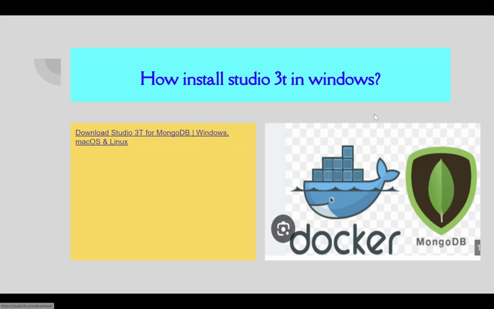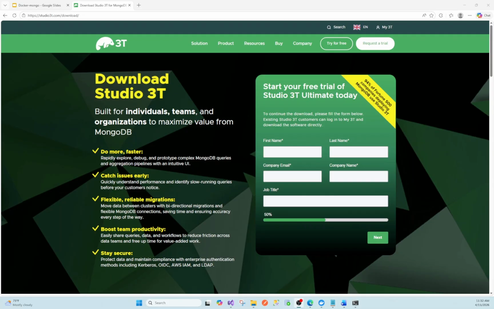You can just Google it and you can find this link. So the downloadable file is not direct, so you have to fill this form. You have to give the first name, last name, and email, and you can click on next. And it will ask for some more details, and then it will send an email to your email. You can try for free, same.